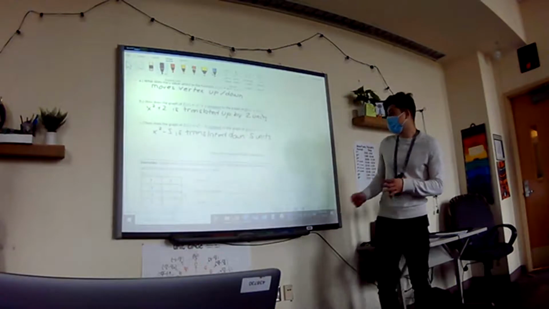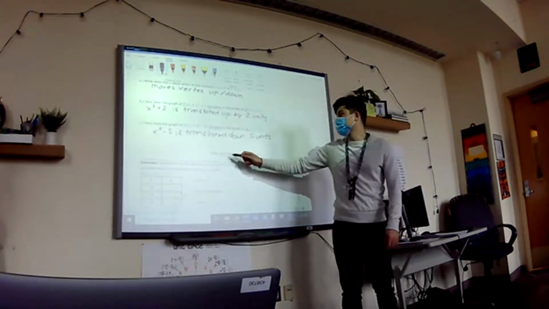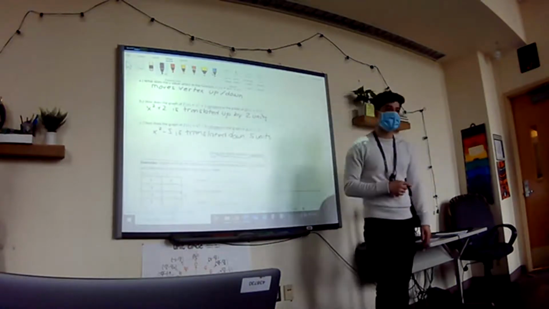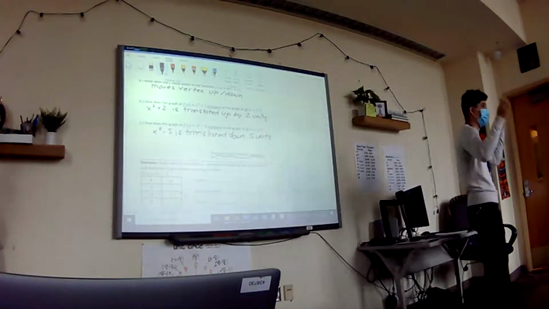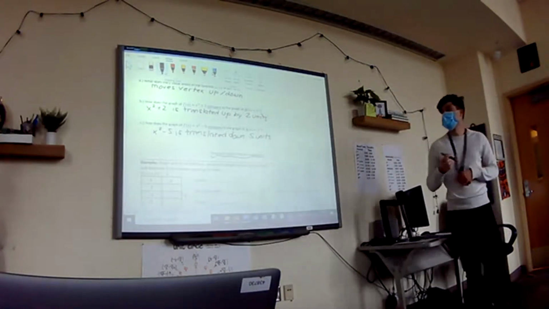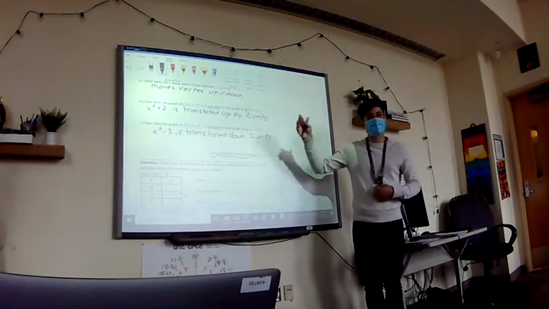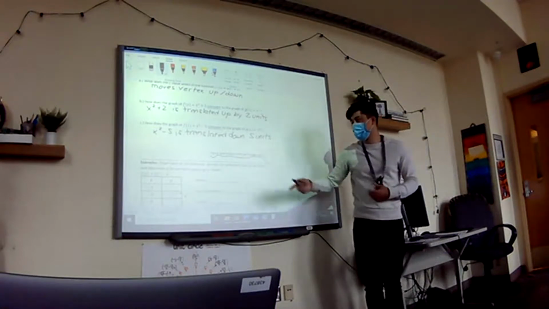I already was talking about what translated means, but these are called vertical translations, formally. So if you hear that in other math classes or you hear me saying it, that's what it's called. I'm just moving it up or down: vertical translation.